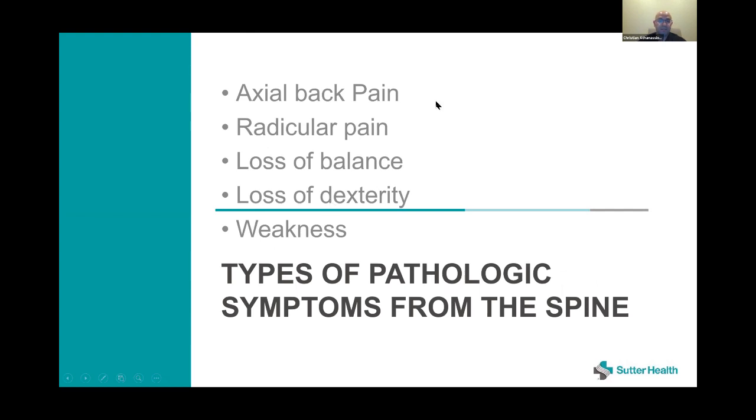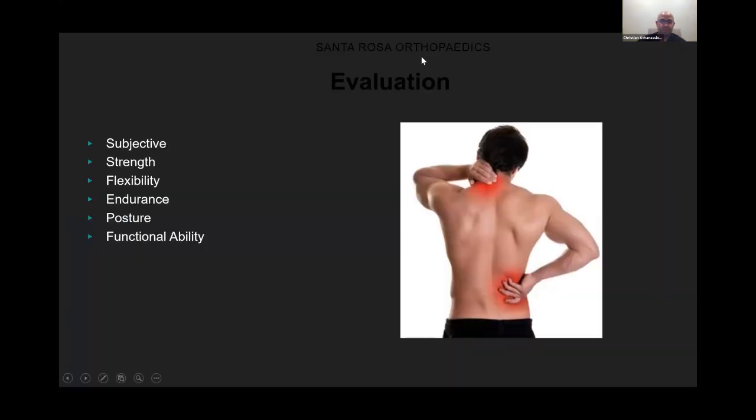The patient can develop axial back pain, radicular pain, which is pain that radiates down a specific region, whether it be down the arms or down the legs, and can cause a loss of balance, a loss of dexterity, or weakness. When we examine patients, we'll look at different aspects, such as their subjective strength, their flexibility, their endurance, posture, and functional ability.